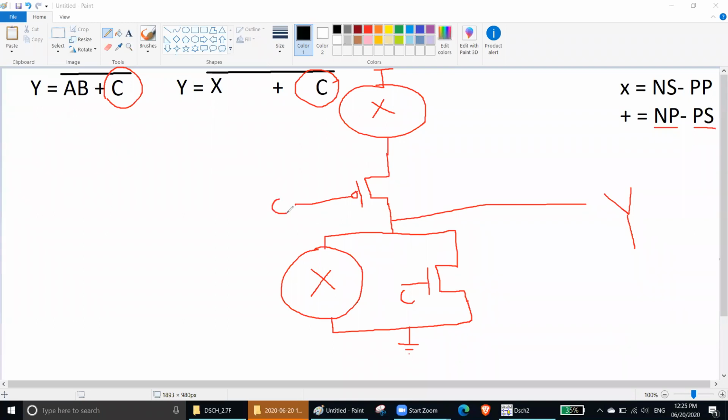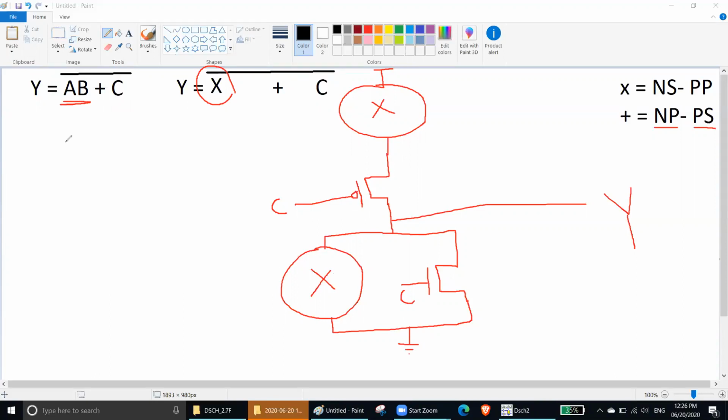Who didn't understand this? Okay, I believe all of you have understood. Since C is the simplest one, C is C, that's why we remove that circular portion and we redraw the C. NMOS is NMOS, PMOS is PMOS. Now X is not that simple, because X is actually AB. You cannot replace the X by using one NMOS or one PMOS.